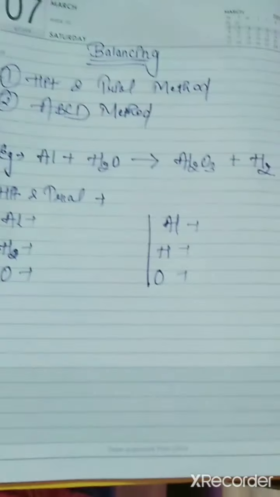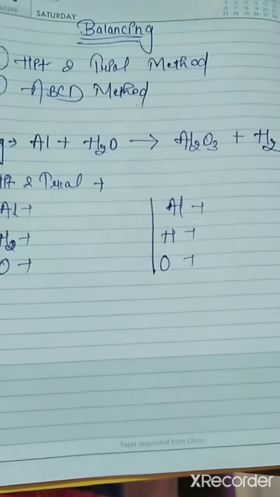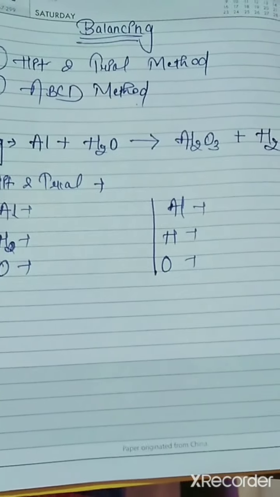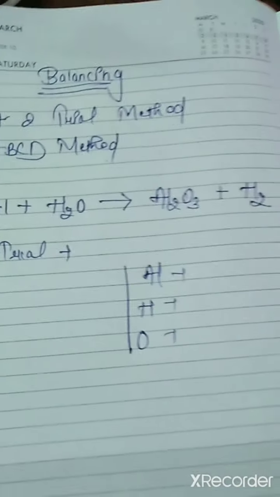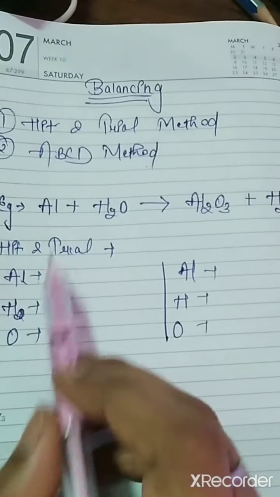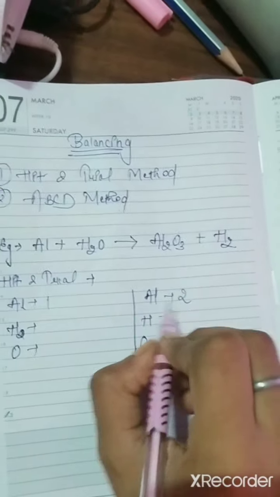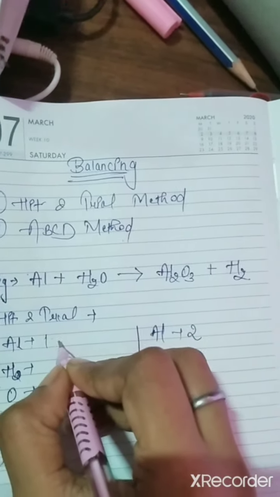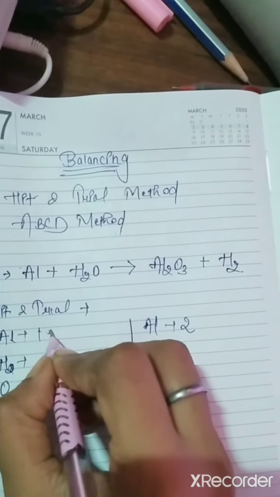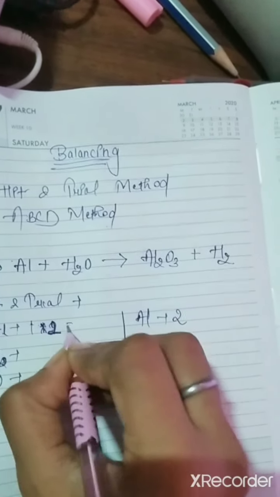Write all the elements, whether present on the reactant side or the product side, count them and write them. Now write the number of atoms of each element involved in the reaction. First we will talk about aluminium. On the reactant side we have 1, so we write 1 here. On the product side we have 2 aluminium, so we need to add 1 more, that is 1 into 2, which is 2.